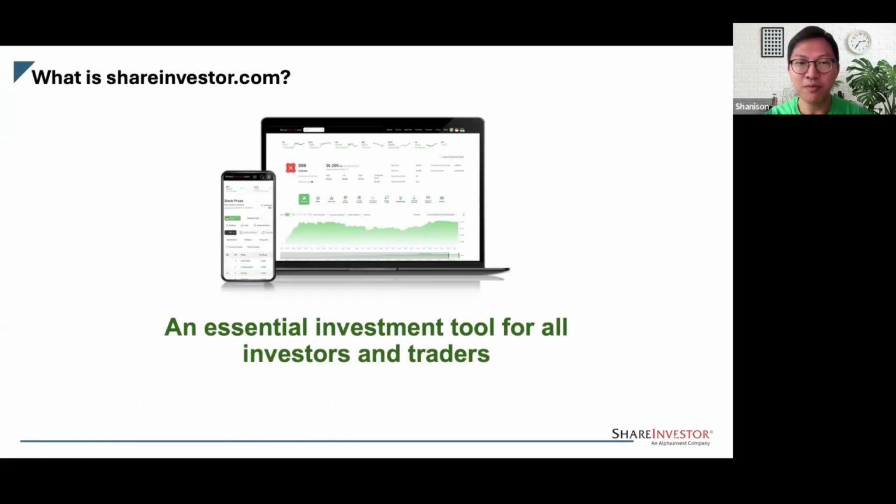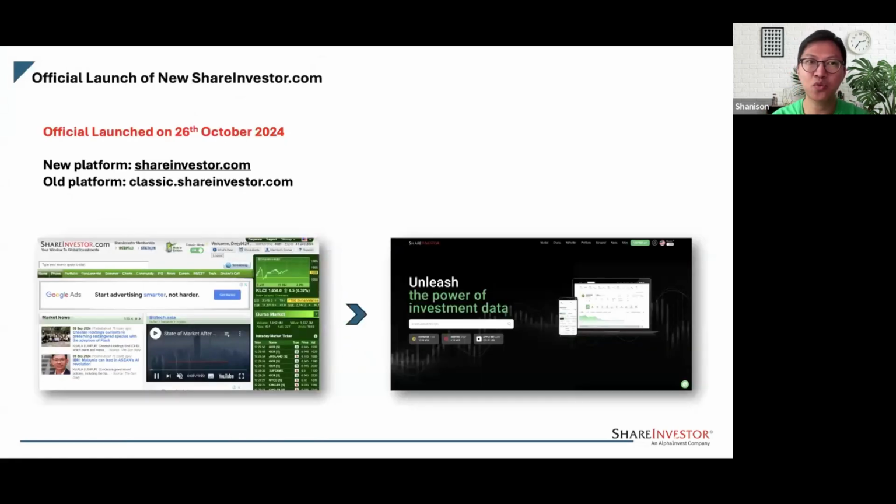So what is shareinvestor.com? Shareinvestor.com is an essential investment tool for all investors and traders. We are happy to announce that we have launched the new shareinvestor.com last Saturday. If you are an existing Shareinvestor member, you should already have seen the platform. If you go to shareinvestor.com, you are able to see the new look and feel. If you need some time to get familiar with the new platform and want to go back to the previous platform, you can still use classic.shareinvestor.com. It's still available over there.